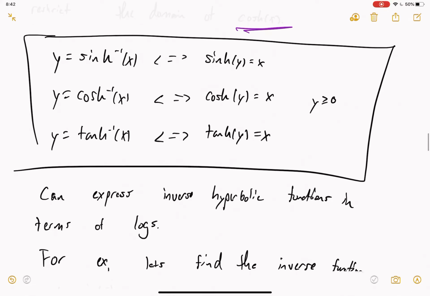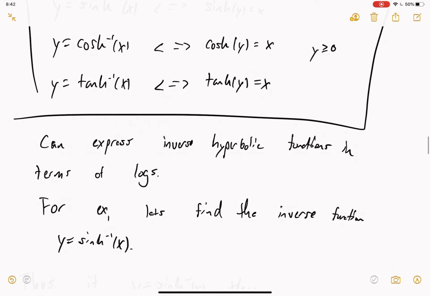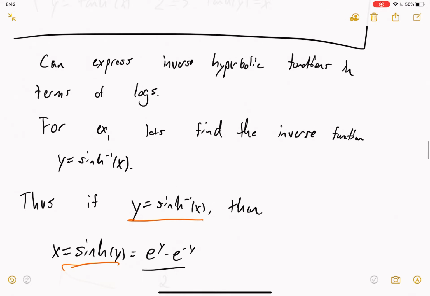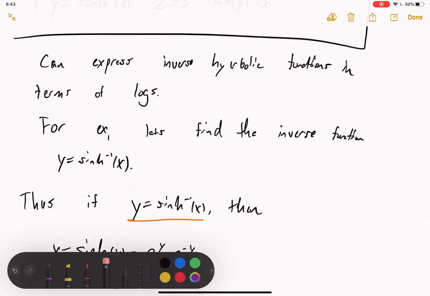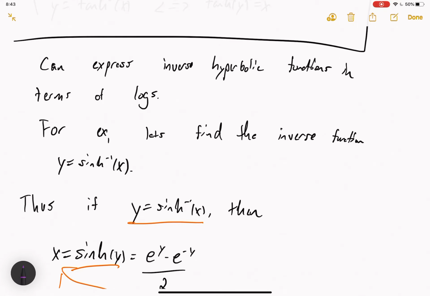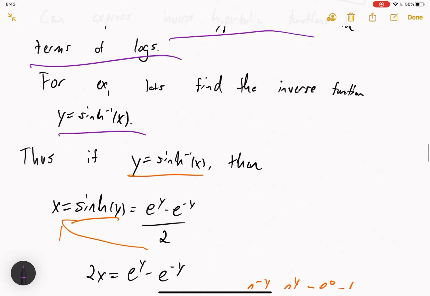All right, so kind of like what I was saying earlier, these hyperbolic functions are defined in terms of exponentials. So the inverses are defined in terms of inverses of exponentials, which are logarithms. So you can express inverse hyperbolic functions in terms of logs. So let's do y is equal to sinh inverse of x.